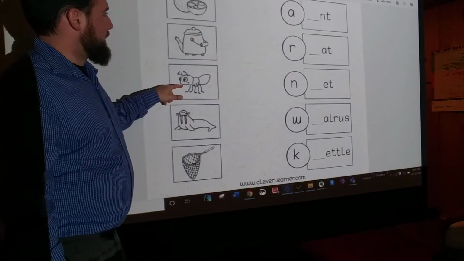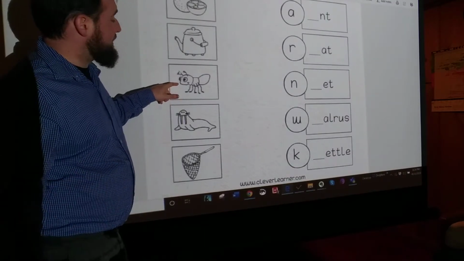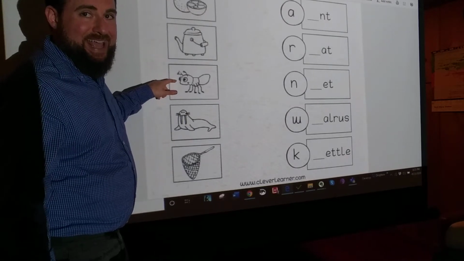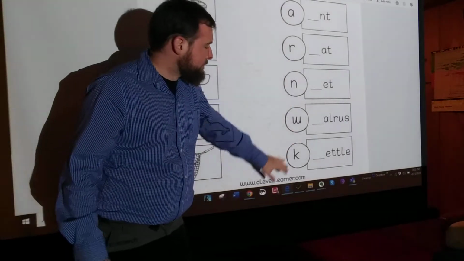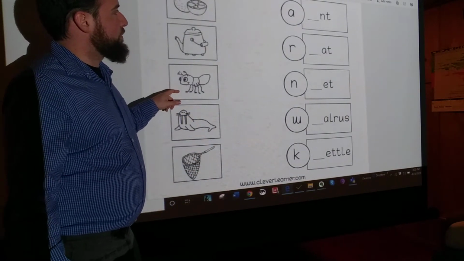Okay. This guy, you might be thinking bug. I'd understand that. But there's actually a kind of bug. It's an ant. Ant. So which letter here? Go ahead, draw a line. Which letter begins the word ant?